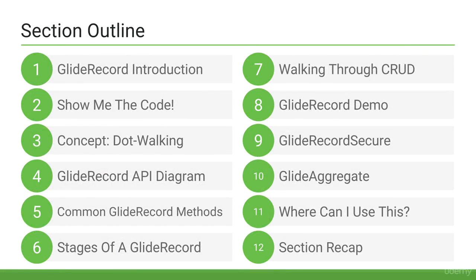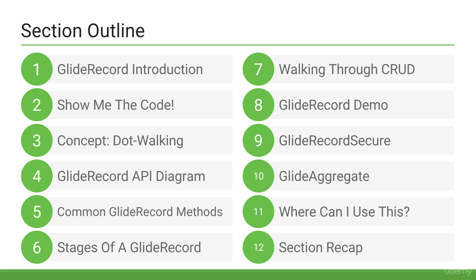We'll start this section with an introduction to GlideRecord, followed by a quick analogy to help solidify our understanding. We'll then jump into the Show Me the Code section, where we'll go over a brief snippet of code to show you what exactly the API looks like in a scripting environment. After that, we'll cover a very important topic in ServiceNow called dot walking.